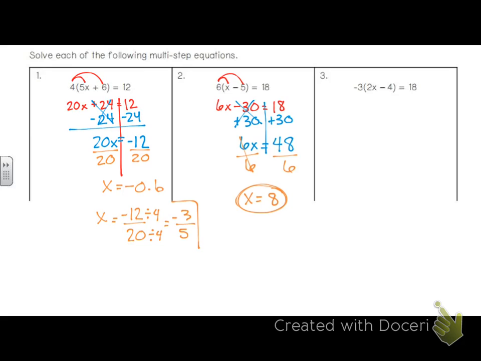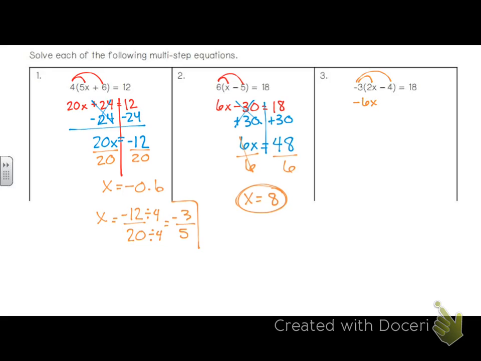My last example is -3 times 2x minus 4 equals 18. So first I'm going to distribute. So -3 times 2x gives me -6x.